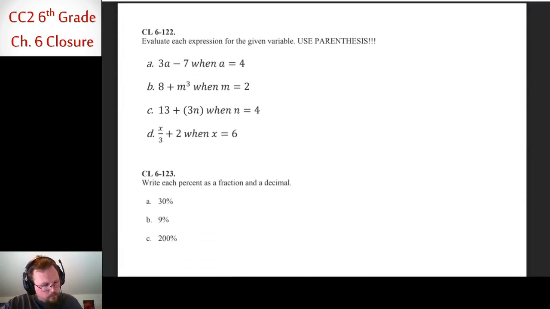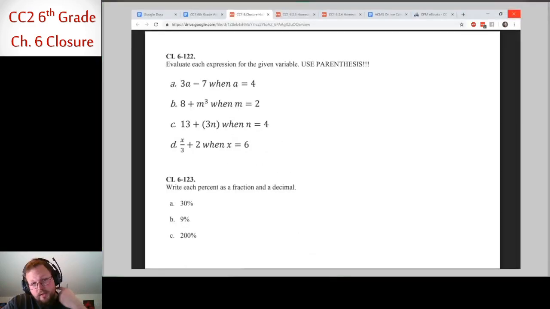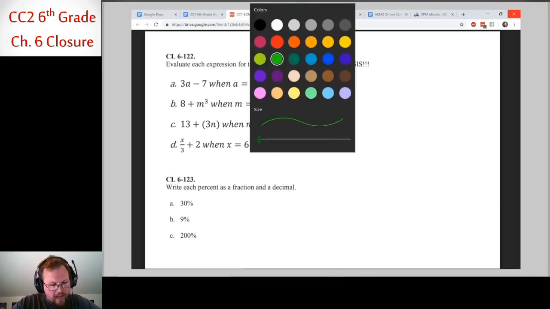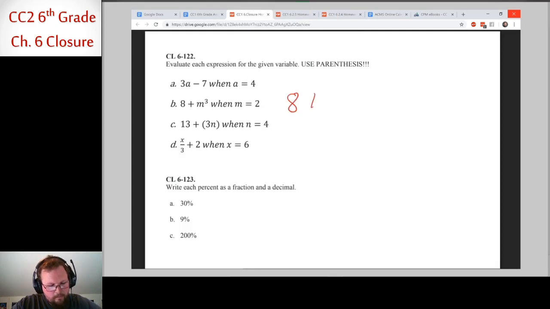Okay. When you evaluate these expressions, again, please always use parentheses when you're doing that. It will save you so much headache in the long run. Here you've got 8 plus a value of m to the 3rd power. 8 plus m to the 3rd. M to the 3rd is written or said as m cubed. Or you say m to the power of 3.